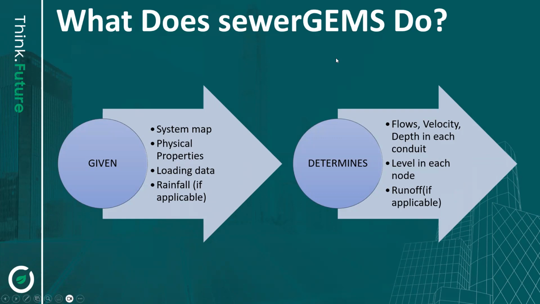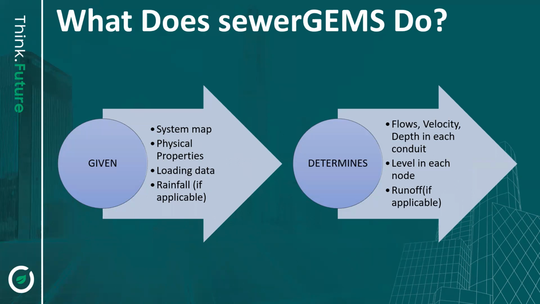Basically, what happens in the software is that you give it some information and the software runs the calculation for the flow, velocity, and depth in each conduit. What you need to input, first of all, is the map of your system, basically where everything is located. Then you have to enter the physical properties like diameter, elevation, and other very important properties.